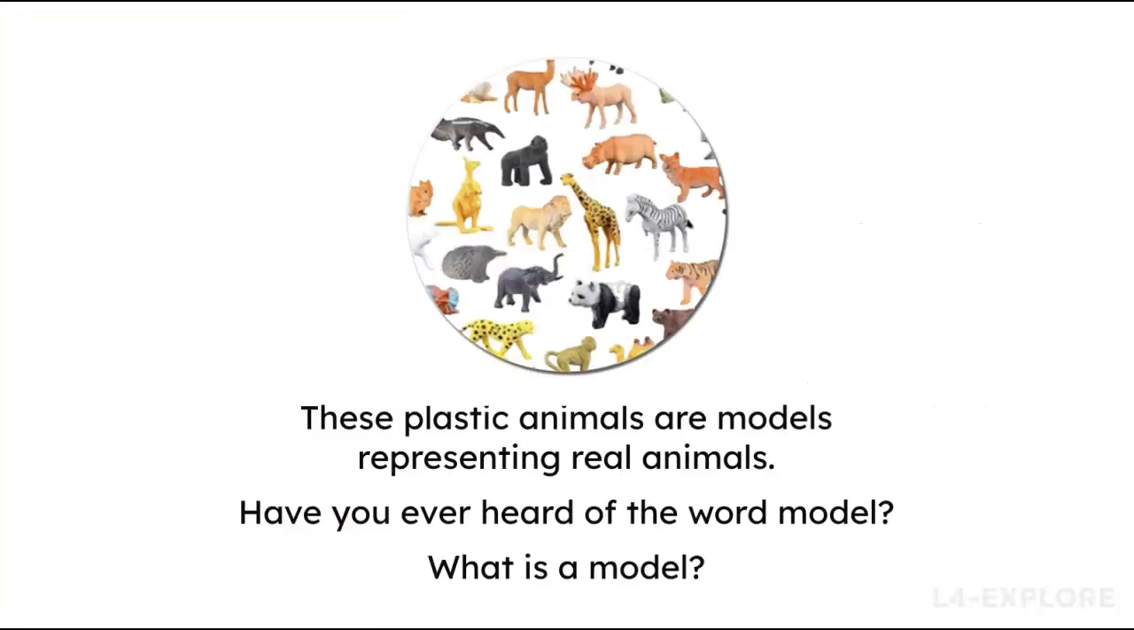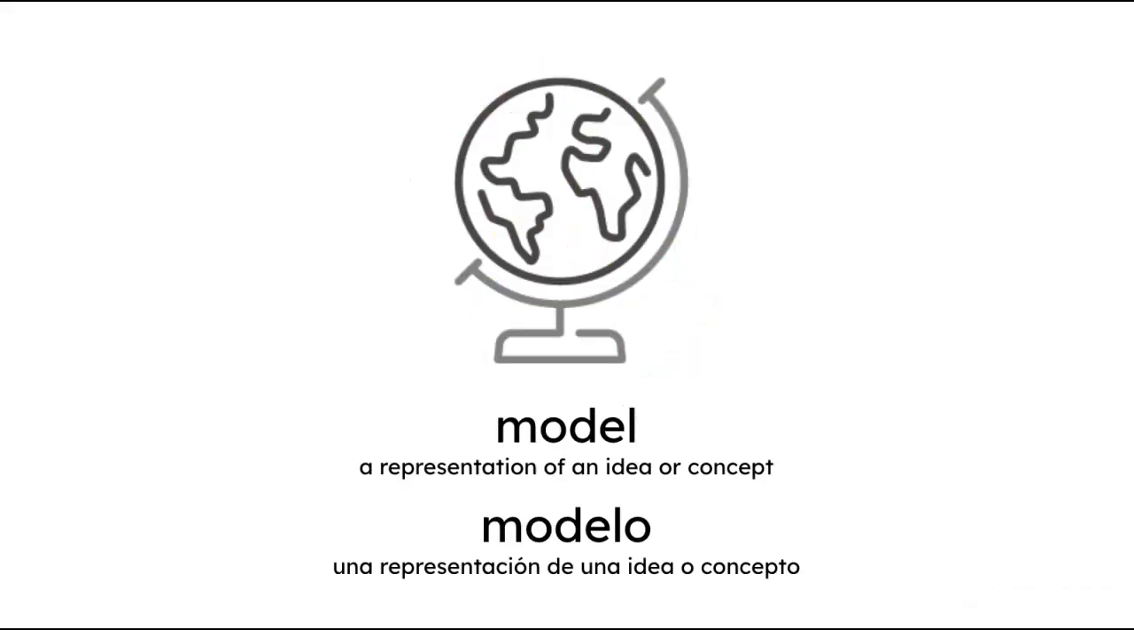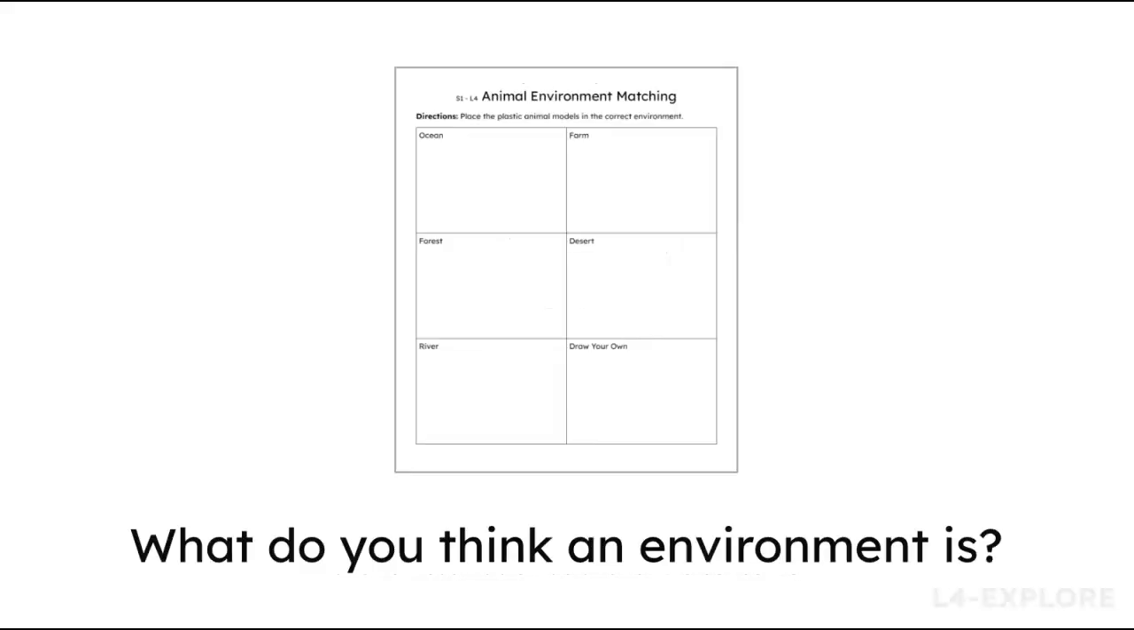For the Explore portion, you'll put students into groups and give each group a bag of plastic animals from the MySci kit and the Animal Environment Matching student journal page. You'll tell students that the plastic animals are models representing real animals. You can post and discuss the model vocabulary card. Students will physically place the animals on the journal page in the labeled environment in which they think the animals live.